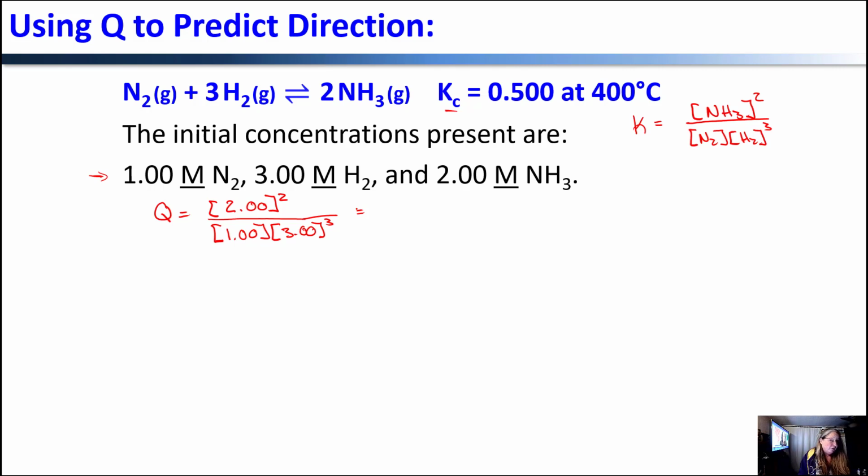Yes, my calculator told me it's 4 divided by 27. That's not helpful. So 0.148. So Q is less than K. So we are going to the right, which is how the reaction is still progressing. That tells me we haven't reached equilibrium yet.